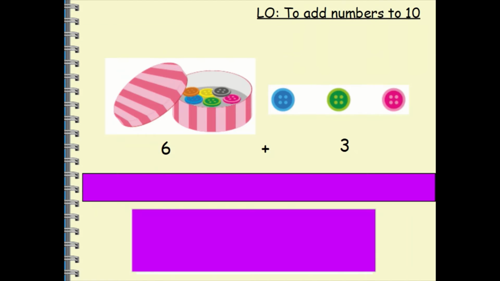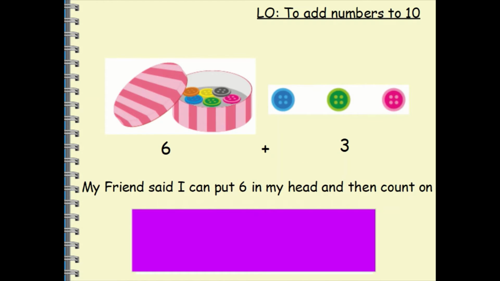Now, let's have a look. There are 6 buttons in the box. We can see 3. So 6 add 3. My friend said I can put 6 in my head and then count on. What does my friend mean by this? Talk to your adult to explain it.